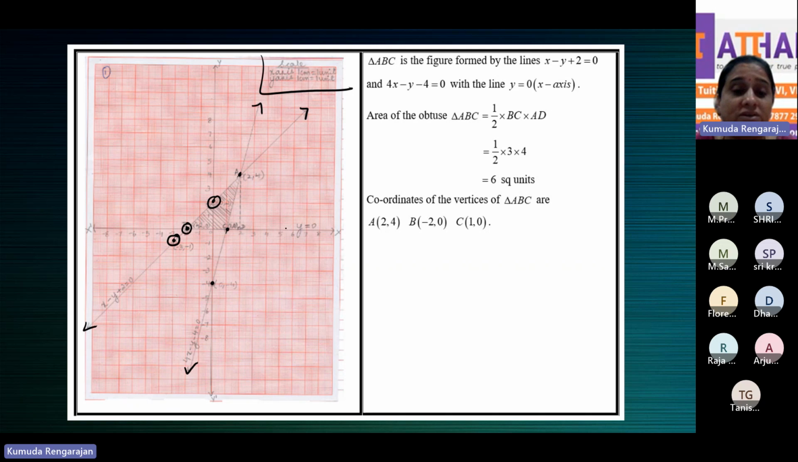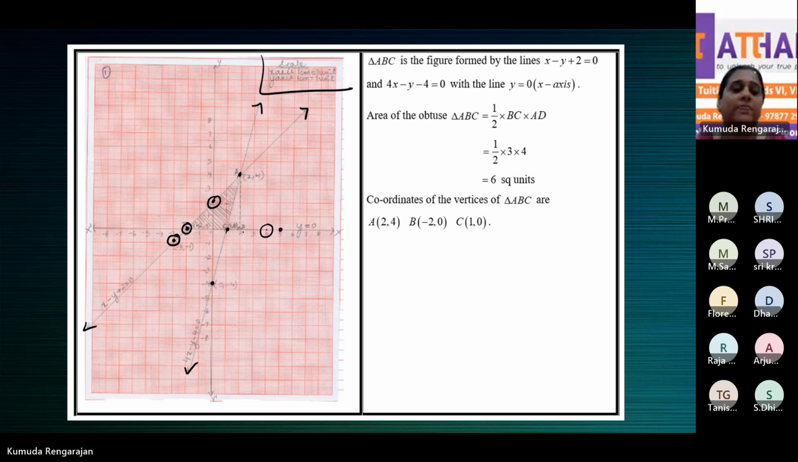You should not mark the point like this. A point is a fine dot. That's all. And circle it. It's a fine dot. Don't do this and don't do that. It's just a fine dot. Just place a fine dot and circle it. That's all.